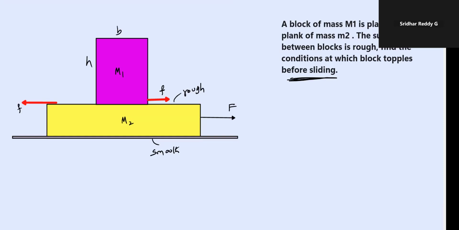First of all, we'll assume that before sliding, no slipping should occur. So what is the basic idea? No slipping should occur, so here we'll assume the same acceleration. What should the acceleration be? a is equal to F by (m1 plus m2). The weight is m1 g.